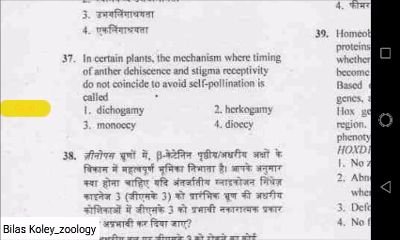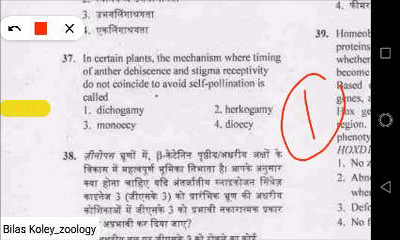Now we will discuss question number 37. In certain plants, the mechanism where timing of anther dehiscence and stigma receptivity do not coincide to avoid self-pollination is called, and the options are trichogamy, herkogamy, monoecy and dioecy. In this question, the right option is option 1.